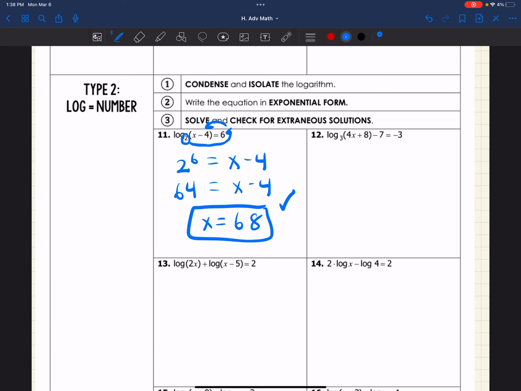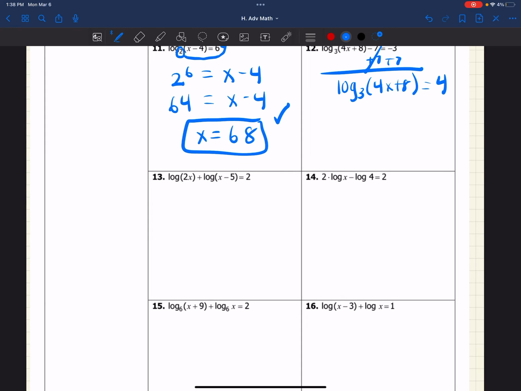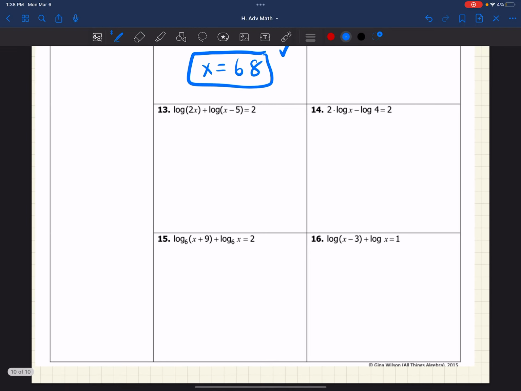Maybe number 12. The first thing you would need to do here is note that it is condensed because we only have one log. However, it's not isolated. So I would first want to put plus 7 here and move that to the other side. So you get log base 3 of 4x plus 8 is set equal to 4. Now this is like the first one, where you can just turn it into exponential form and solve.